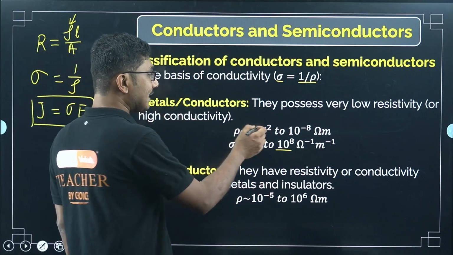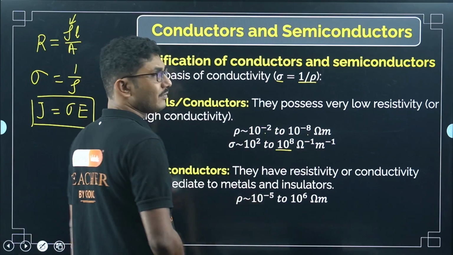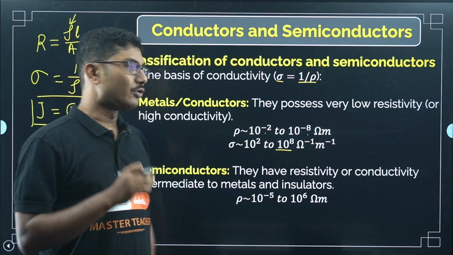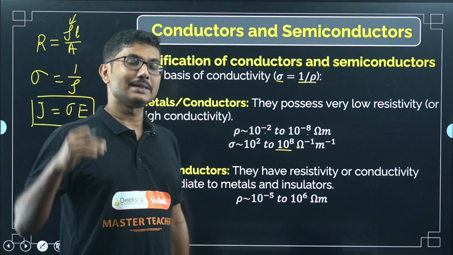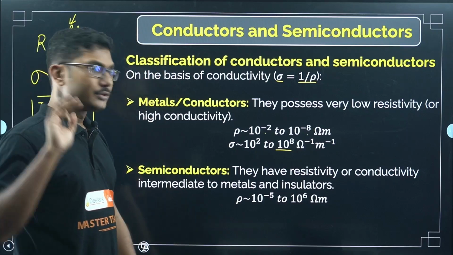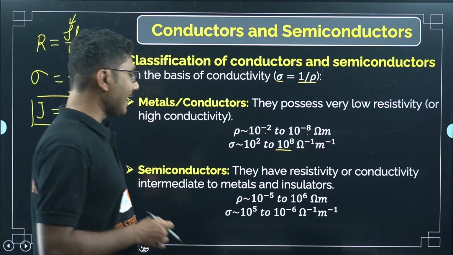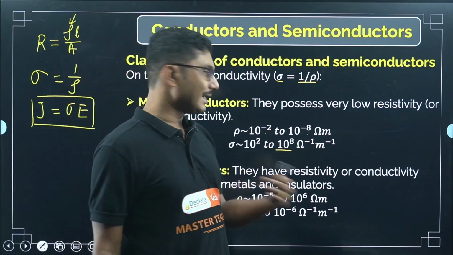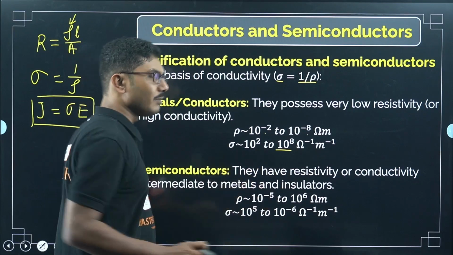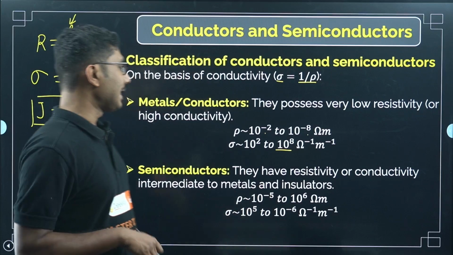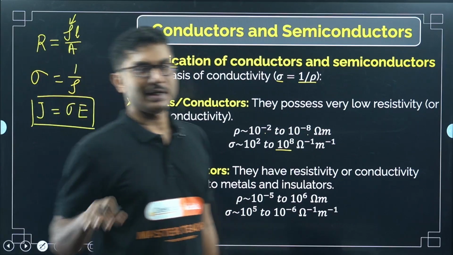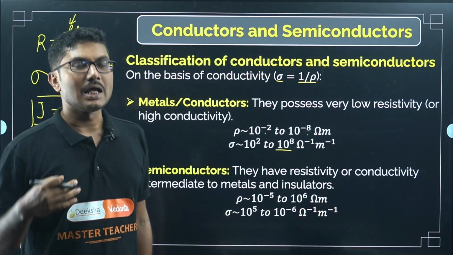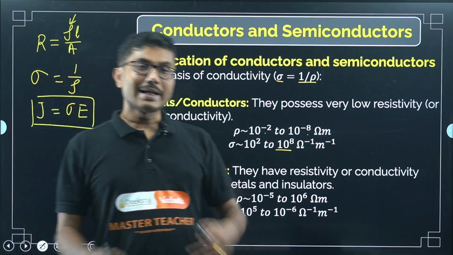You can see that for conductors it is minus 2 to minus 8. Here it is minus 5 to plus 6. So minus 5 means a very good conductor, up to 10 to the power of 6 ohm meter, which is almost the borderline insulator, right? And its conductivity varies from 10 to the power of 5 to 10 to the power of minus 6, right? So as I said, it ranges from a very good conductor to almost a borderline insulator. That is why they are called semiconductors. They are not usually conductors, but under certain circumstances, you can convert them into conductors.